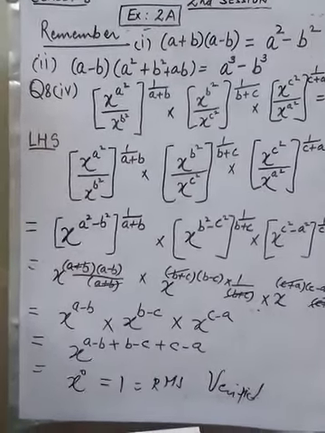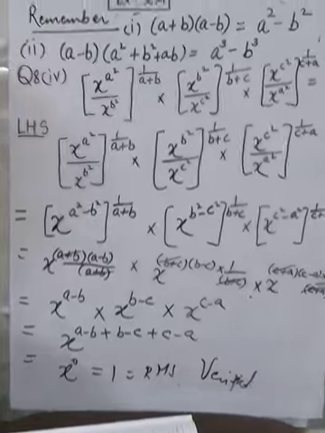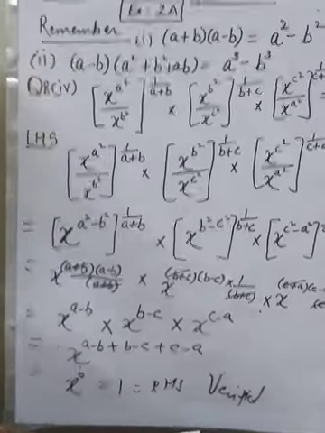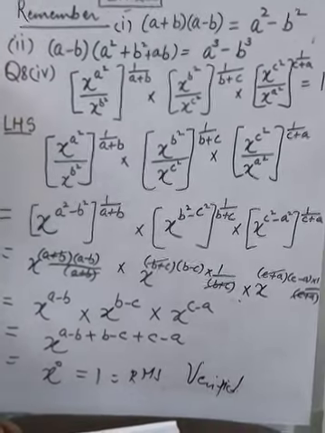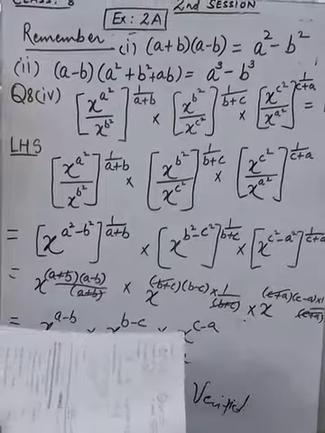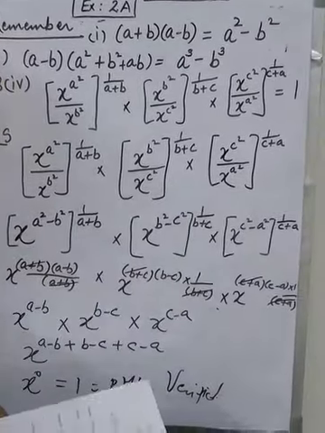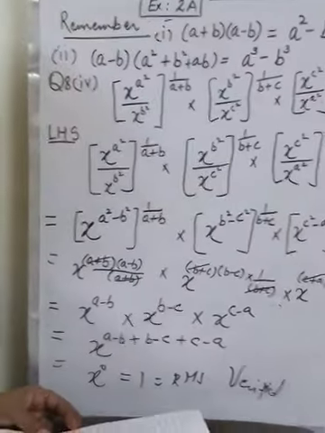Then question number 9, again of the same kind. First we apply the division law and then we apply the second identity. So you will be able to solve question number 9 easily, or a hint is given there. Today's assignment will be from question number 6 to question number 11.